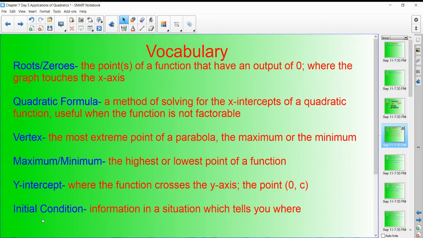And then the initial condition. We're going to see situation problems today, word problems, where it says, what's the starting height? Where do I begin? We need to interpret each point on the graph as a real-world item, a real-world time, a real-world height. So let's get into looking at some of these.